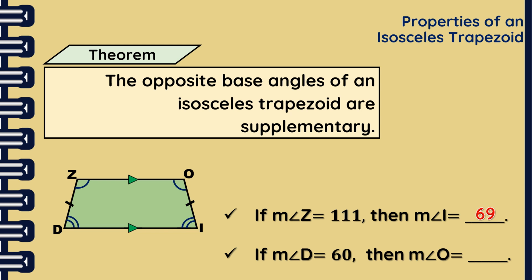If the measure of angle D is 60, then what is the measure of angle O? Based on the given figure once again, these two angles, D and O, form a pair of opposite base angles. Therefore, their sum must be 180 degrees. Since angle D is 60 degrees, all we need to do is subtract 60 degrees from 180 degrees, and that is 120 degrees. The measure of angle O is 120.